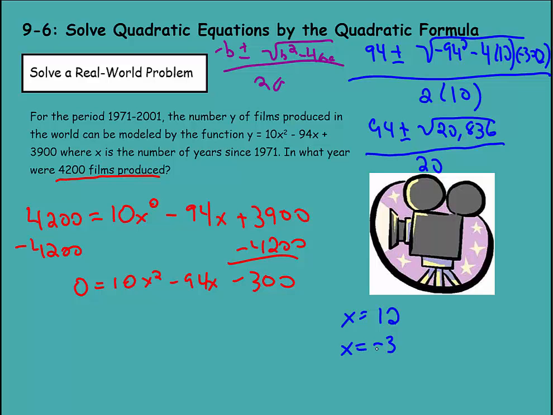And I think we've figured out by now when you get these two answers, one of them is going to make sense and one of them won't. If this is the years from 1971 to 2001, we're not measuring 1968, which would be 3 years before that. We're measuring 12 years after that, so that would be 1983. So in 1983, they produced 4,200 films.